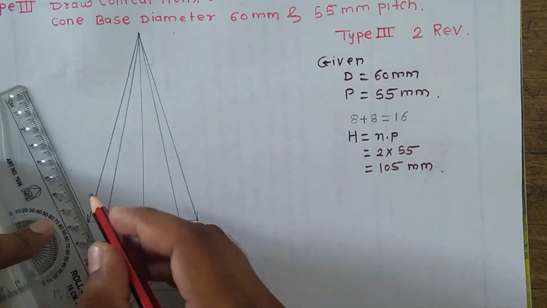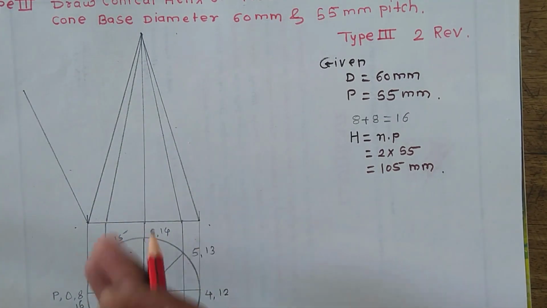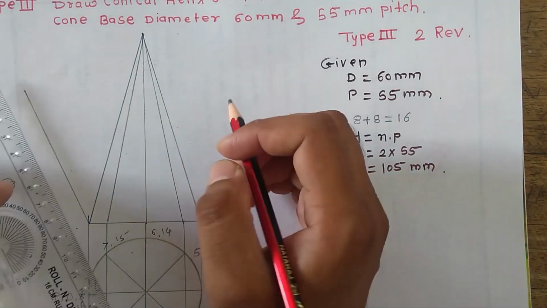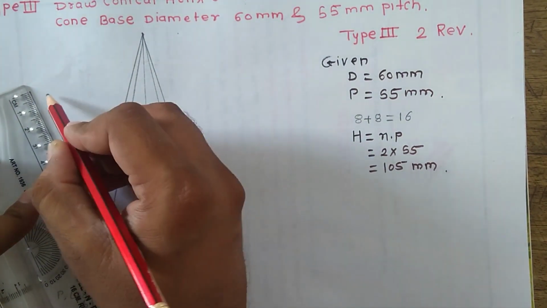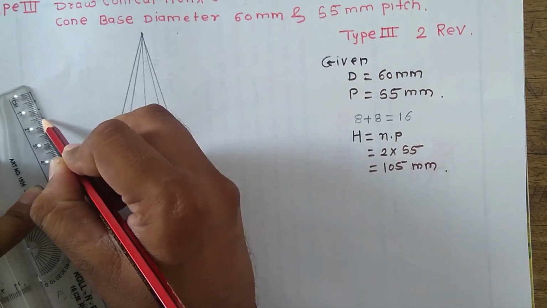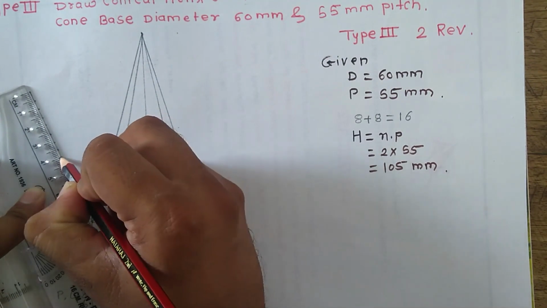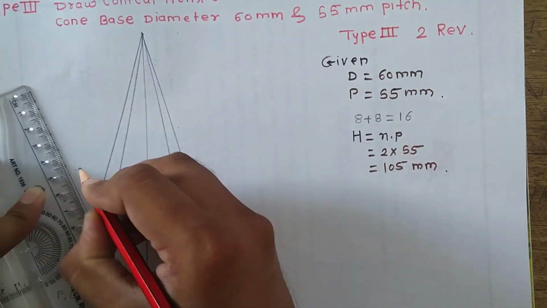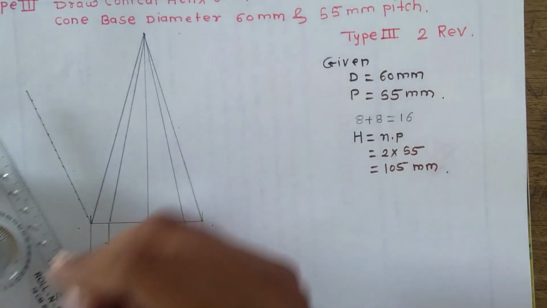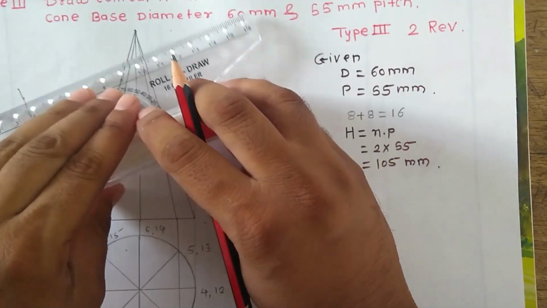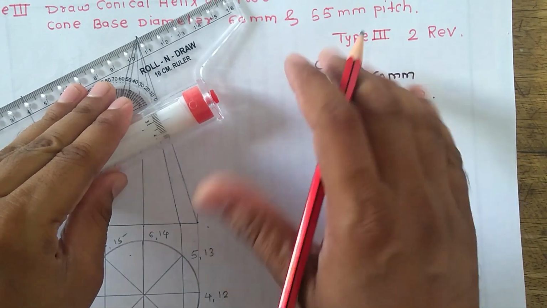So here I have drawn an inclined line by taking any angle. That angle will be greater than 45 degrees, and then that line you have to divide into 16 parts. So now 1, 2, 3, 4, 5, 6, 7, 8, 9, 10, 11, 12, 13, 14, 15 and the last will be 16. So now we have to join the last point of the inclined line with the apex.